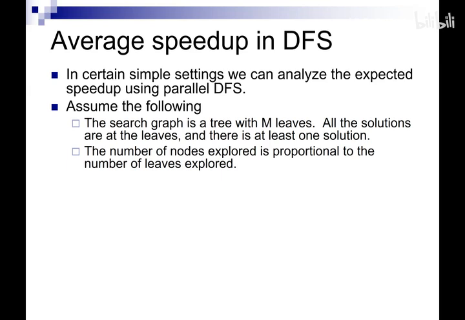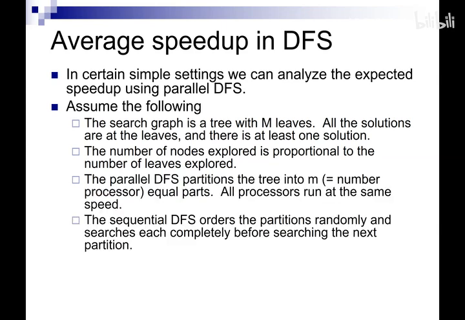Let's say the number of nodes that you search through is proportional to the number of leaves that you explore. You might need to explore some internal nodes, but let's assume the number of internal nodes is proportional to the number of leaves explored. Then we compare a parallel DFS algorithm with a sequential DFS. The parallel DFS algorithm takes the tree and divides it into m equal parts. With m processors, it assigns 1 processor to each part, and assume the processors run at the same speed.